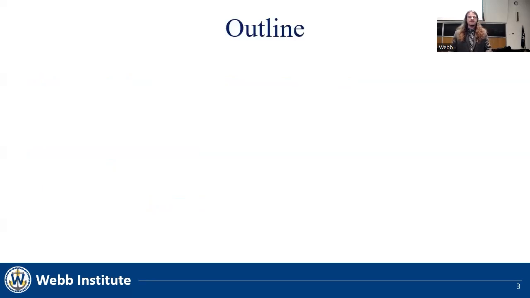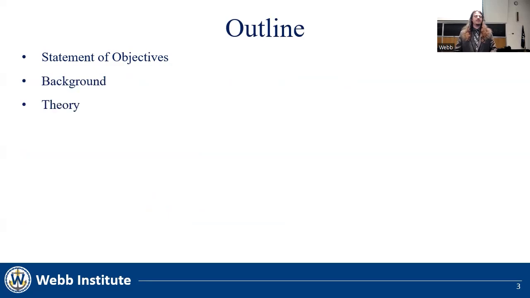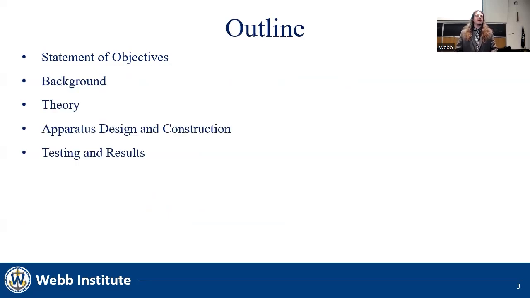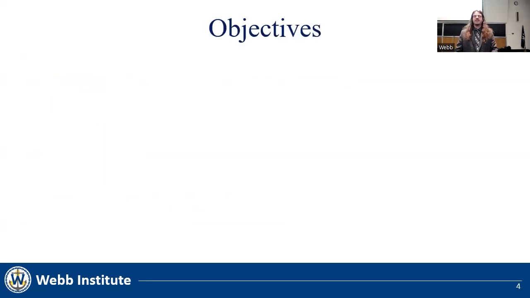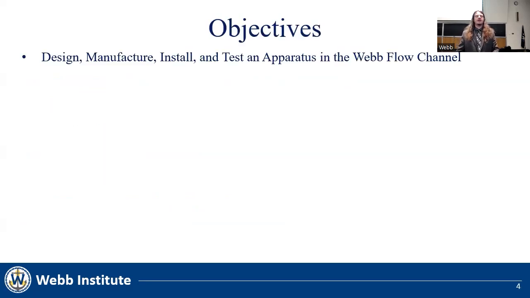The outline for this presentation includes a statement of the objectives for my thesis, background and associated theory, as well as apparatus design and construction, testing and results, conclusions drawn from the results of this testing, and lastly, recommendations for future work. The objectives for this thesis were to design, manufacture, install, and test an apparatus in the Webb Flow Channel that allowed for the use of the hydrogen bubble flow visualization method.